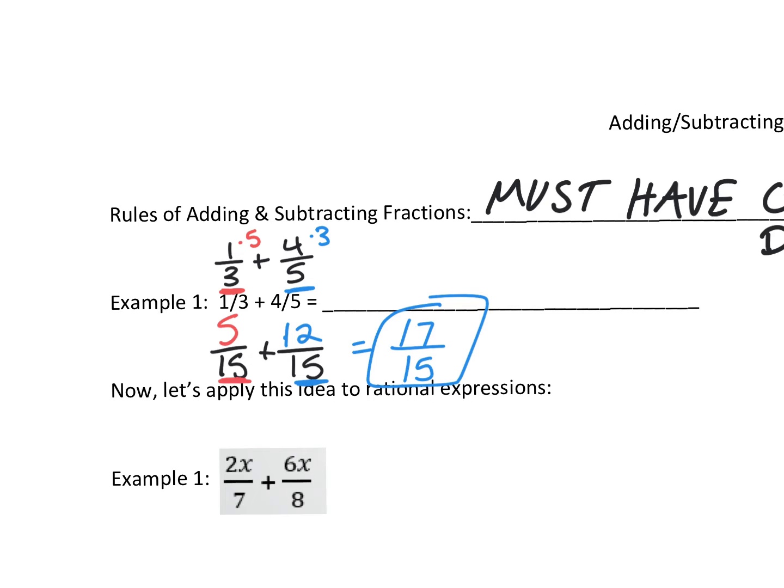Questions on that? Why not turn it into a mixed number? I don't care if you do, it's just more work, if you want to do that. But yeah, I wouldn't do that.